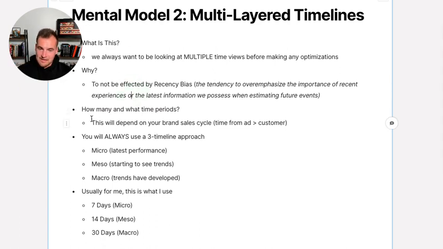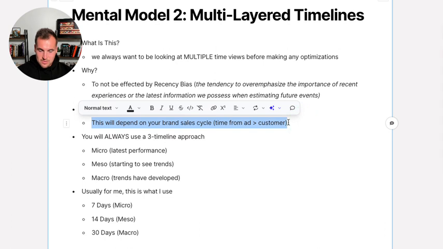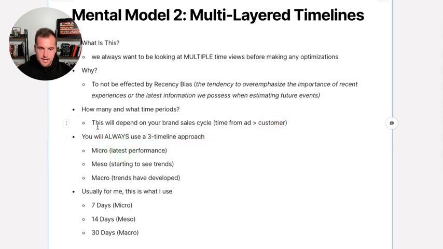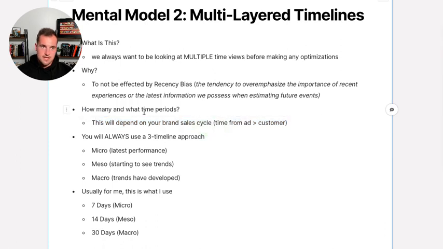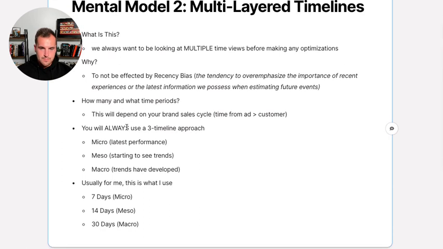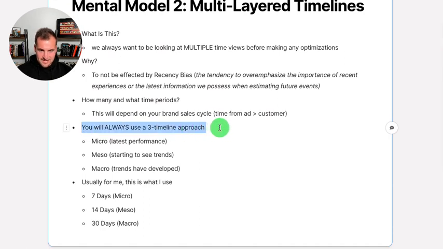So how many and what time periods, right? I usually try to do 3. But this will depend on your brand sales cycle, aka the time from ad to the actual customer. So if it's a 6-month sales cycle, I want to be looking back at least 6 months. If it's a 7-day cycle, then I could probably be looking back at the latest 30 days just to see more of a trend analysis. But you will always use a 3 timeline approach: micro, meso, and macro.